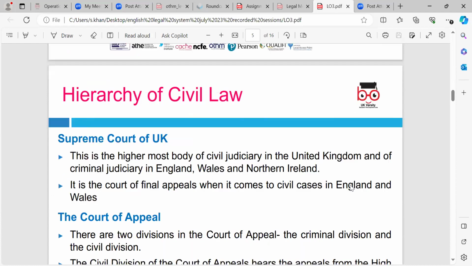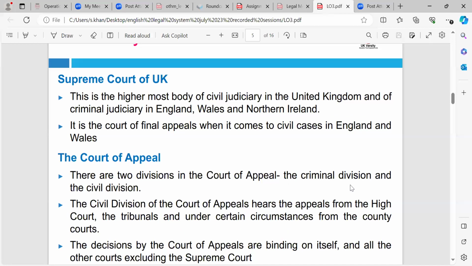So in the hierarchy of courts, the first one is the Supreme Court. As we mentioned, this is the highest body of civil judiciary in the UK, and of criminal judiciary in England, Wales and Northern Ireland. It is the final court when it comes to civil cases in England and Wales. It hears appeals on arguable points of law of general importance, and concentrates on cases of greatest public and constitutional importance. The Supreme Court plays an important role in interpreting and applying the law of the UK's territorial jurisdiction.